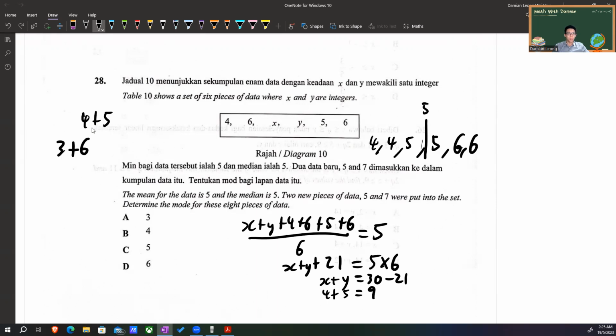So I put in 2 pieces of data, 5 and 7. So I add in a 7, add in another 5. So the mode will be 5. Yeah, answer C.